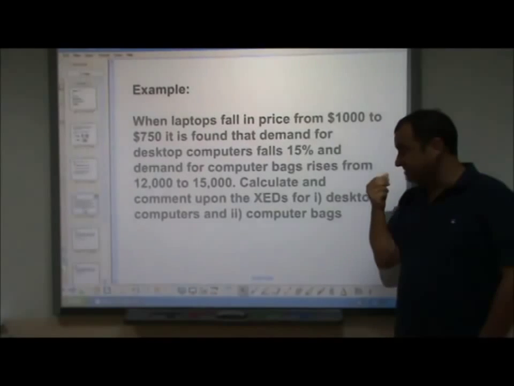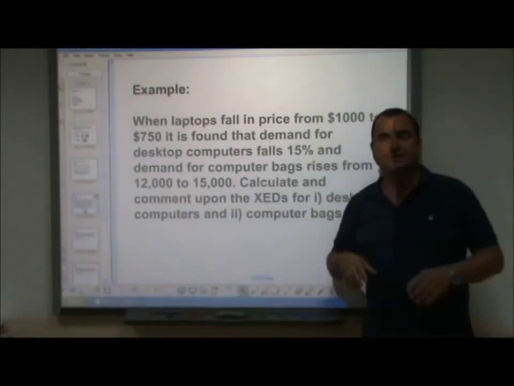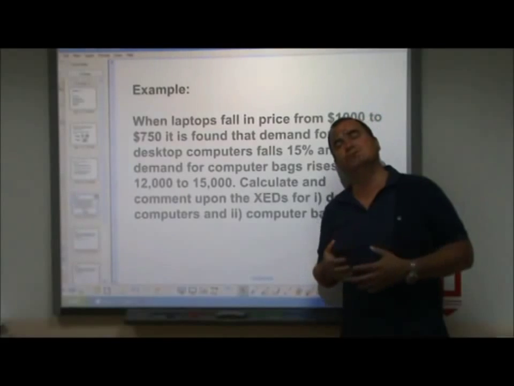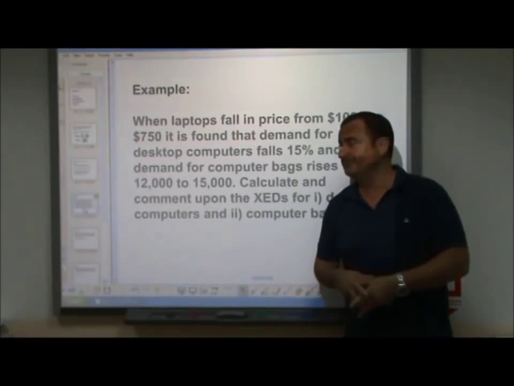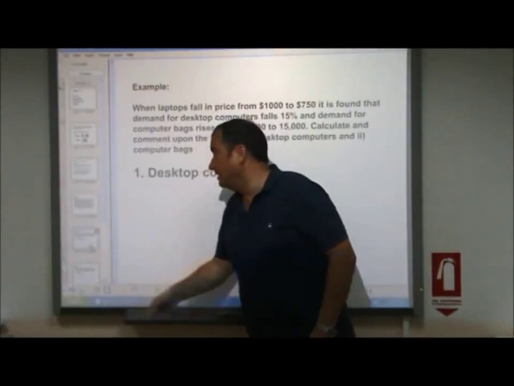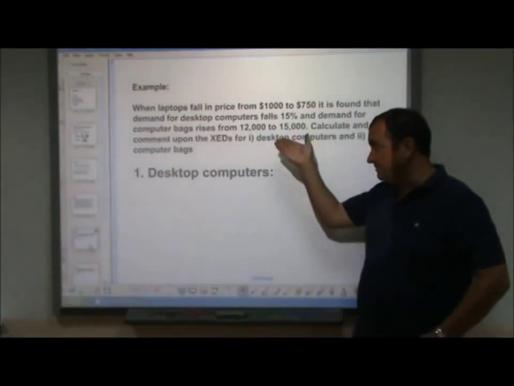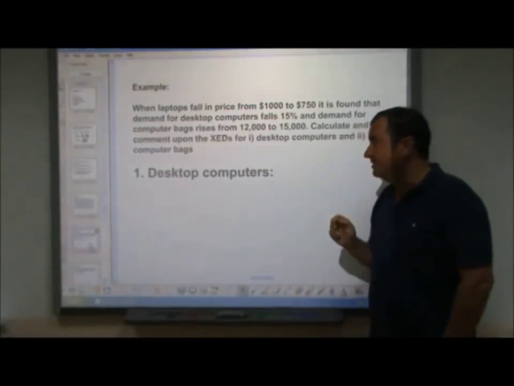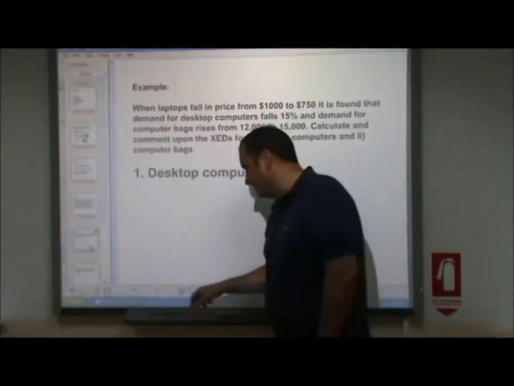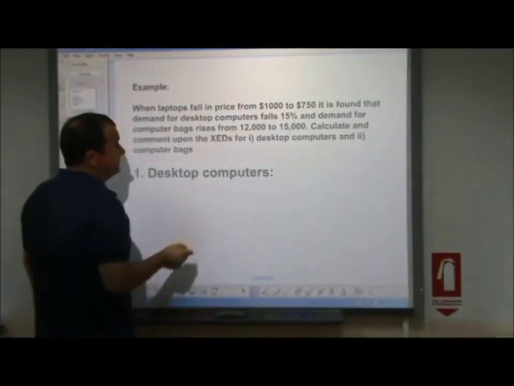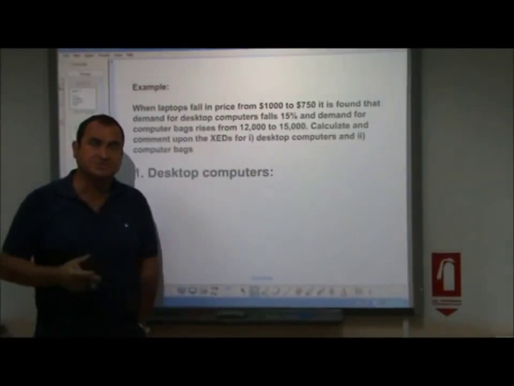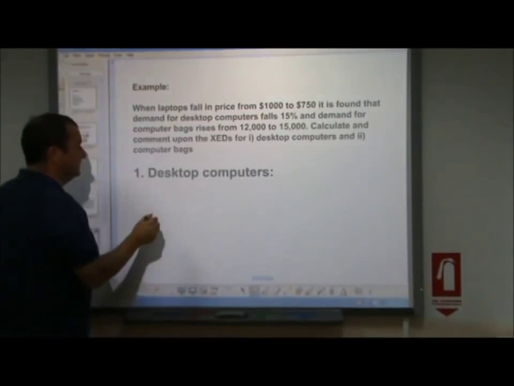So we're going to study, one by one, the cross elasticity of demand for these two goods when another good, laptop computers, changes price. Let's take them one by one. I've reduced the size there of the question, but first of all let's do the calculations for desktop computers. Now, all I know about desktop computers is that the demand fell 15%. This forces me to use the second of my two equations, and that was this.